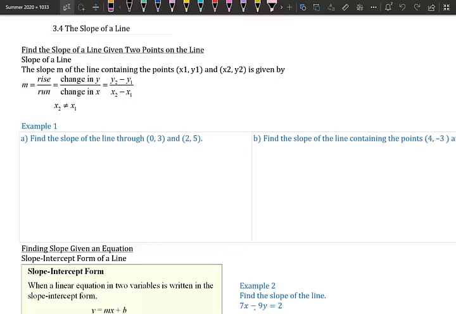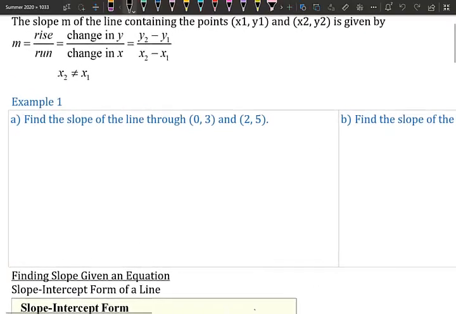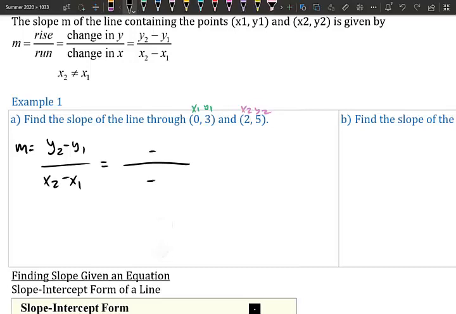Let's go ahead and find the slope of the line through (0, 3) and (2, 5). Since we're using a formula because we need to find the slope, let's label our points. We have x1, y1, and then x2, y2. So in our formula, m equals y2 minus y1 over x2 minus x1. Let's plug in our points. So y2 is 5, y1 is 3, x2 is 2, x1 is 0.